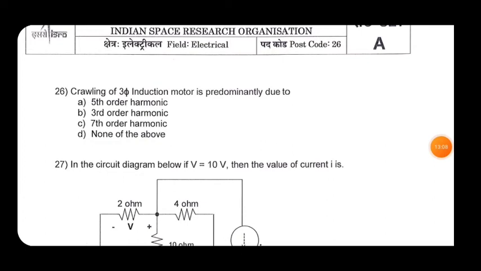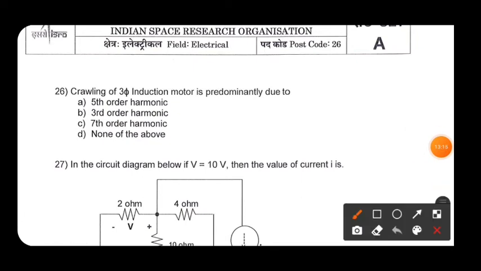So next is crawling of a 3-phase induction motor is predominantly due to the 7th order harmonic, okay. All of you know that harmonics are present in the power supply, okay. So due to the 7th harmonic, the motor runs very slow, okay. That is 1/7 of the actual speed, okay. Motor goes very slow.